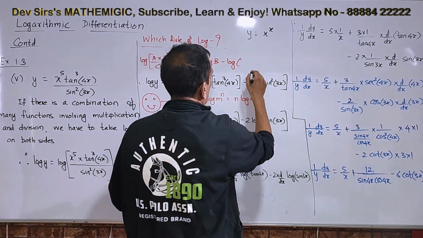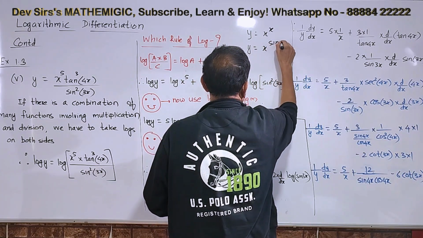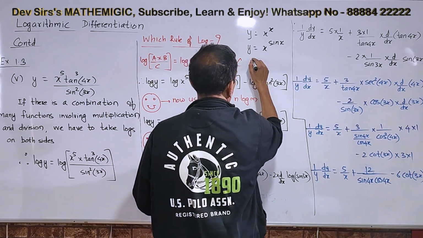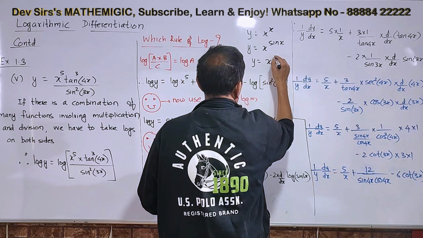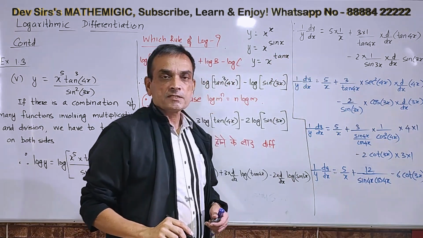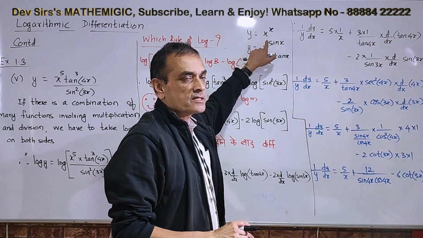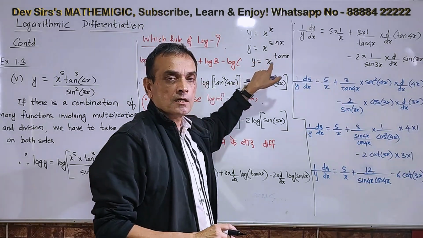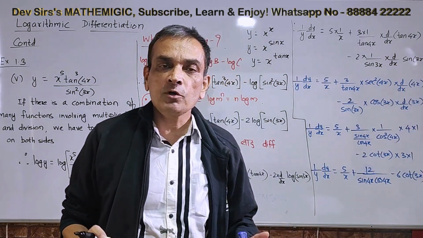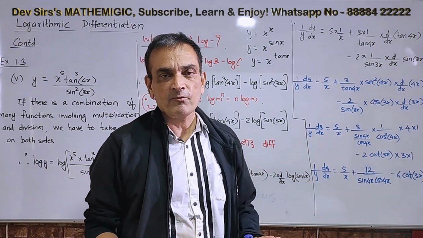और x raised to sin x or x raised to tan x. So whatever the form x raised to x, x raised to sin x, two functions of x raised to each other, we have to take logs on both sides. That example we have, that type we have seen.